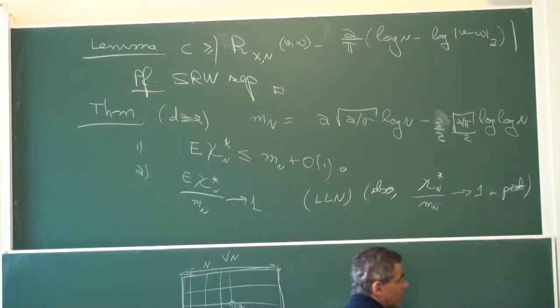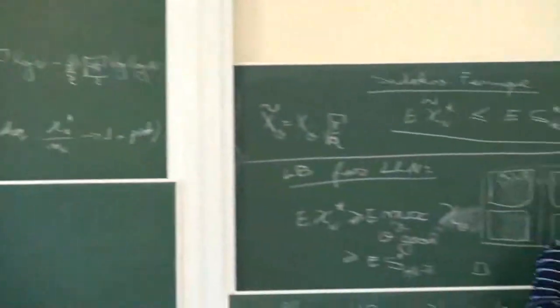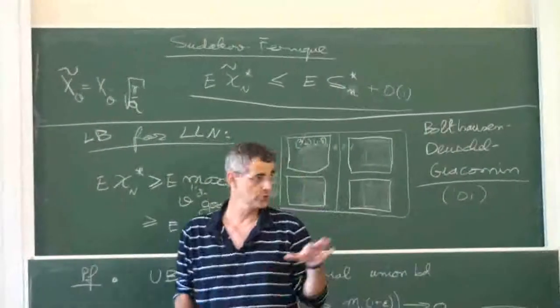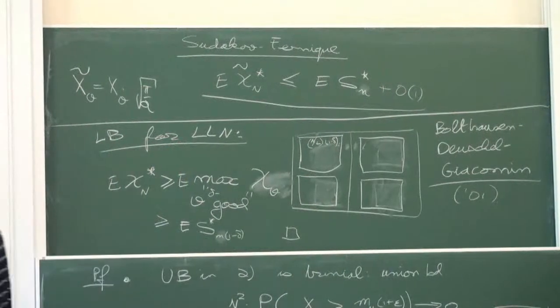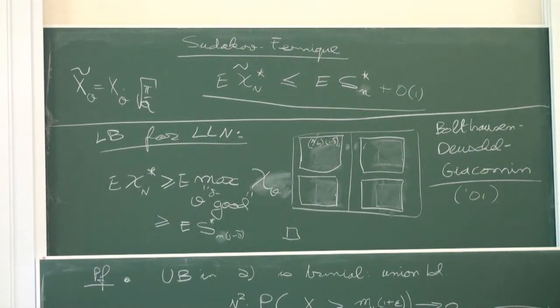And in fact, the proof of Bolthausen, Deuschel, and Giacomin was not done this way, but was also using a certain tree structure and the Markov property of the field. Okay.